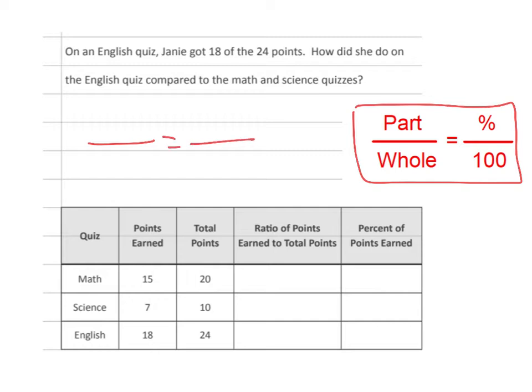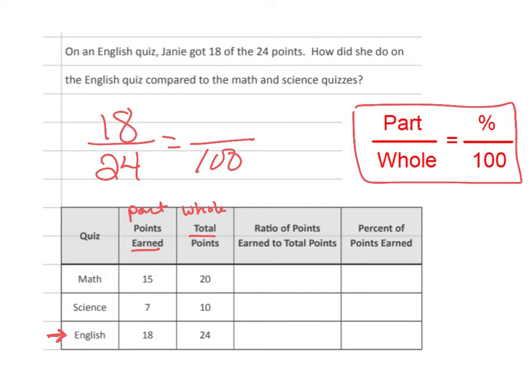And I'm going to start out with this. I'm going to erase some of it so you'll be able to see, but here we go. On an English quiz, Janie got 18 out of 24 points. How did she do on the English quiz compared to the math and science quizzes? So here's the English one that we're going to be doing right now. She got 18 out of 24. 24 is the whole, the total points, so that's going to go on the bottom. The points she earned was the part. That was her score. That's the part that she got.